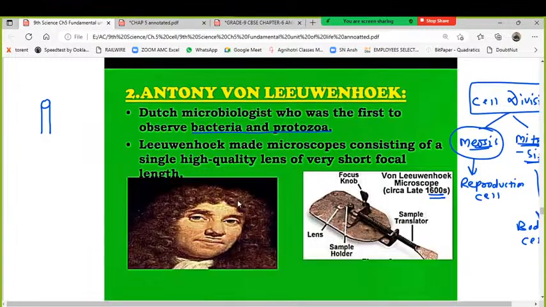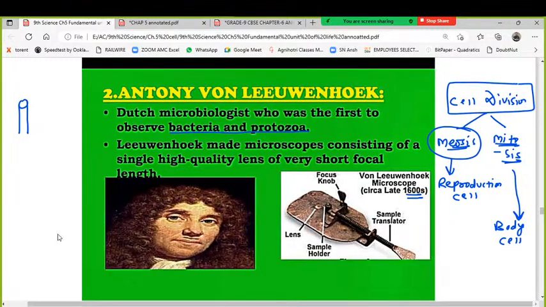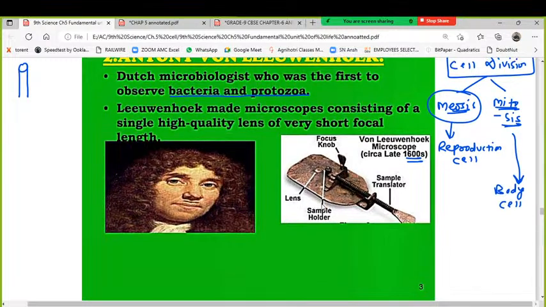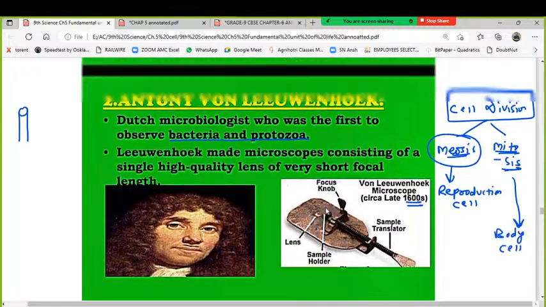Then I have another scientist, Antony von Leeuwenhoek, a very famous scientist. He was the first biologist who observed bacteria and protozoa. That means he first observed microorganisms, I should say. Leeuwenhoek made microscopes consisting of a single high quality lens of very short focal length. It was quite like this. He used the microscope like this, and he first observed bacteria and protozoa.